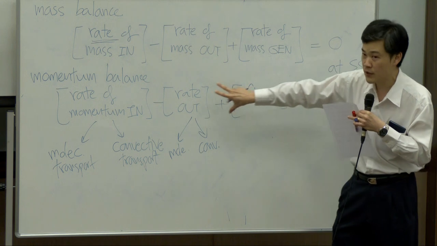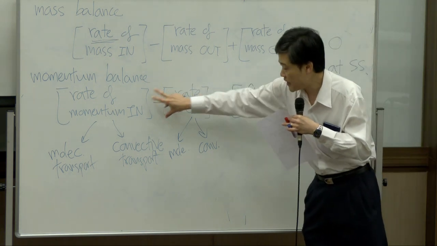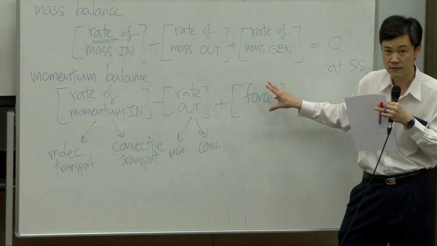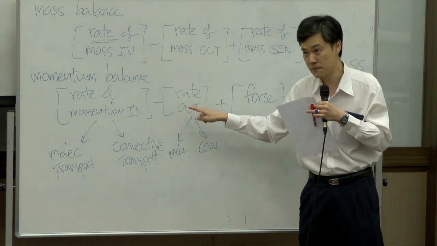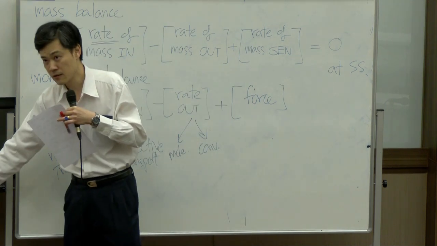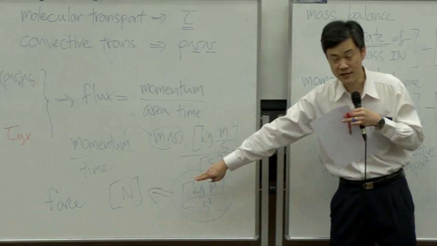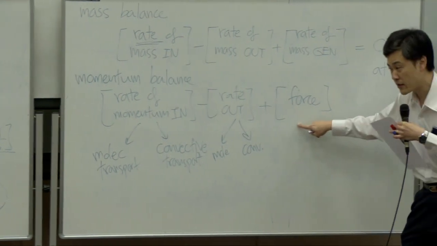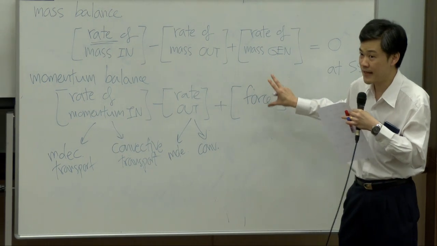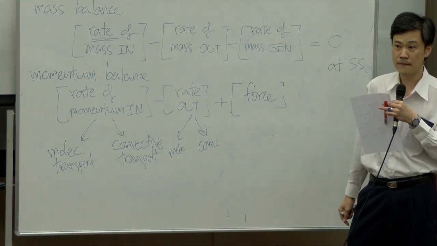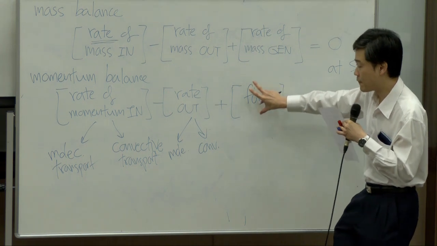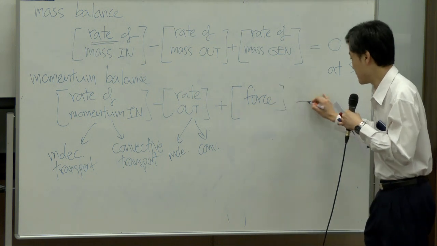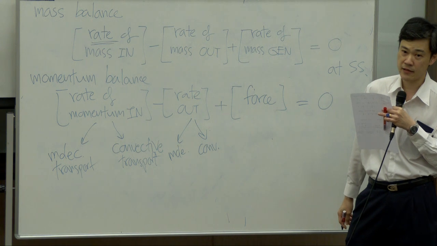But in order to put this into the equation, the unit of this in and out term and the unit of the force term must be consistent. Okay? What is the unit of the in and out term? This one, which is Newton, which is the same as the unit of force. So basically, this generation term for the momentum is essentially force itself. Okay? So you just add force here as a means to generate momentum, equal to zero at steady state.